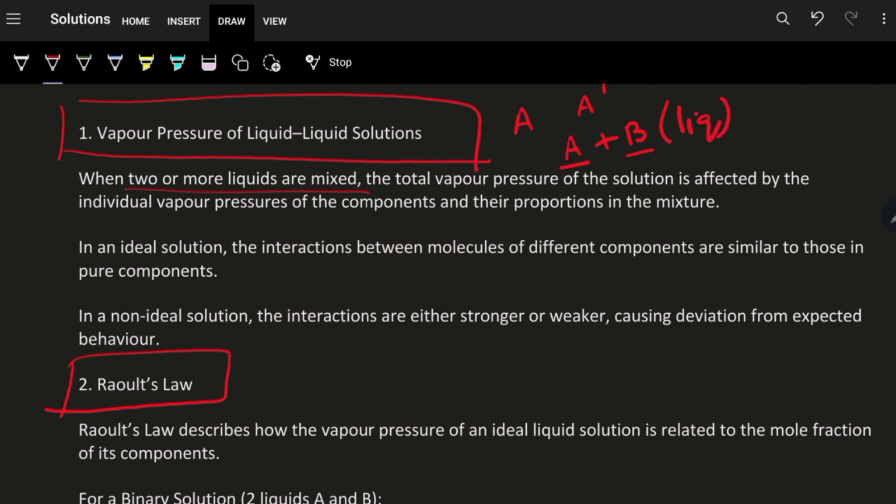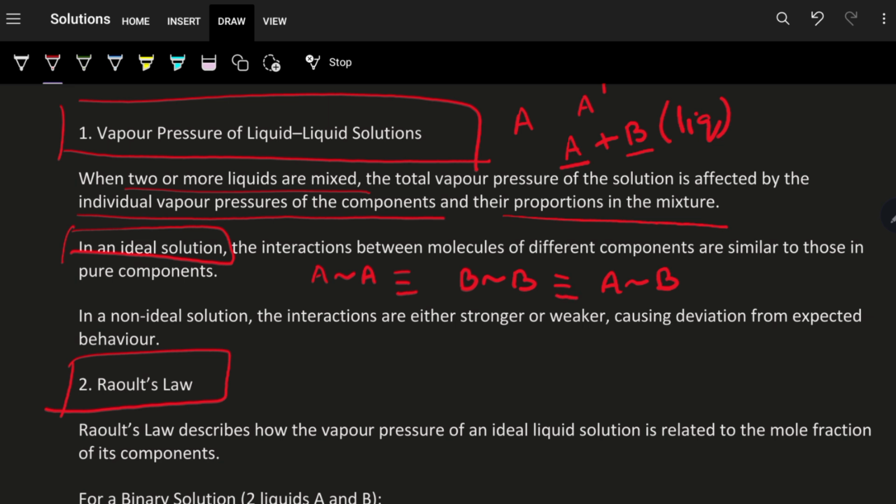And then I can say that it is affected by the individual vapor pressure of the components and in what proportion they are mixed. In an ideal solution, the interactions between molecules of different components are similar. What does that mean? It means that the interaction between the solvent particles, the interaction between the solute particles, and the interaction between the solute and solvent particles are almost equivalent interactions.